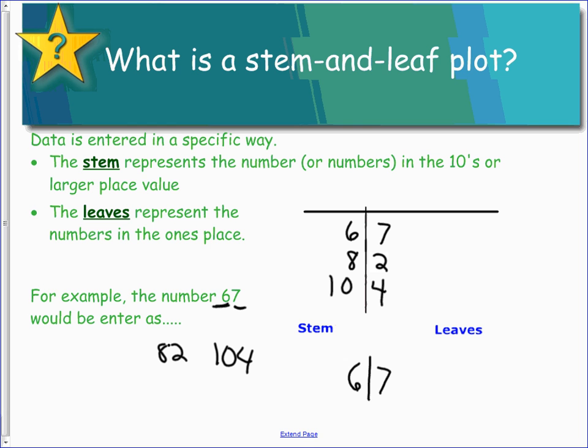So that's how you enter data into a stem and leaf plot. The stems are the numbers larger than the ones place, and the leaves are the numbers in the ones place.